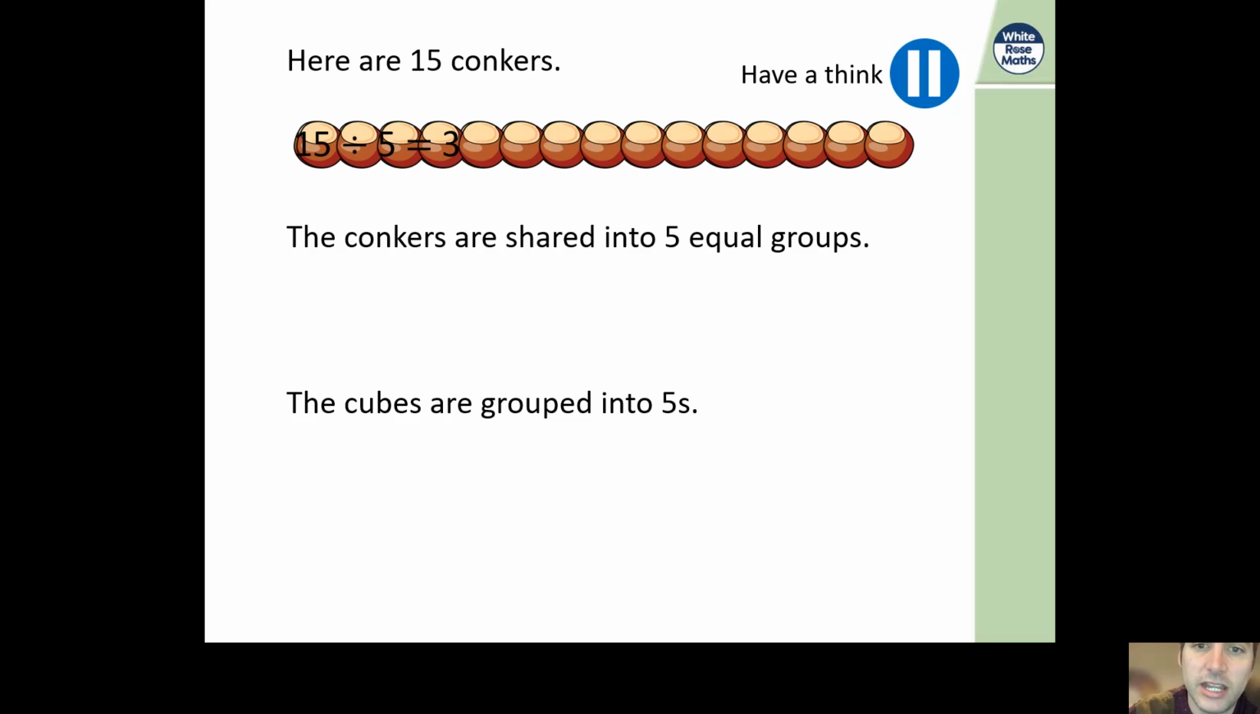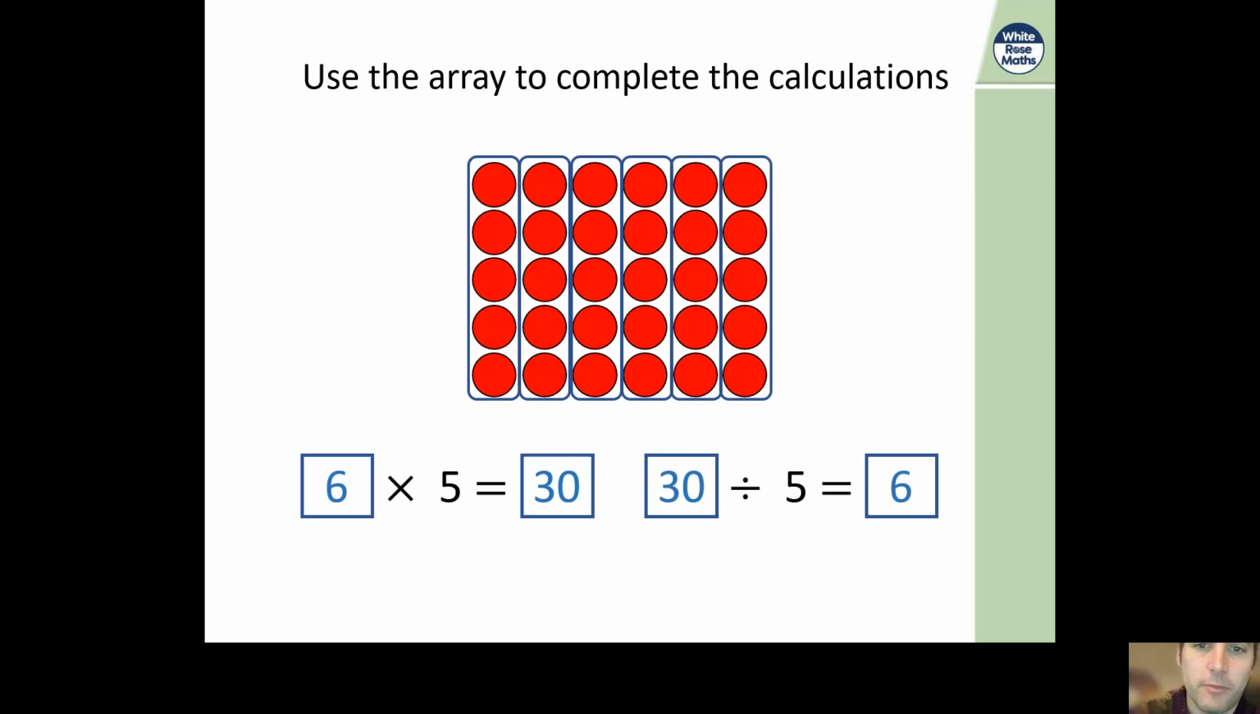So each equal group. Now here we've got our 15 conkers again, a group of 5 of them, another group of 5 of them, and a final group of 5 of them. So we end up with 3 groups of 5. 15 divided by 5, where we shared it into 5 groups, is 3. And the opposite way around, where we divided it into groups of 5, is also 3.